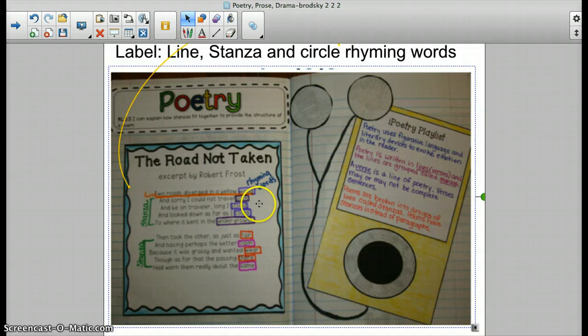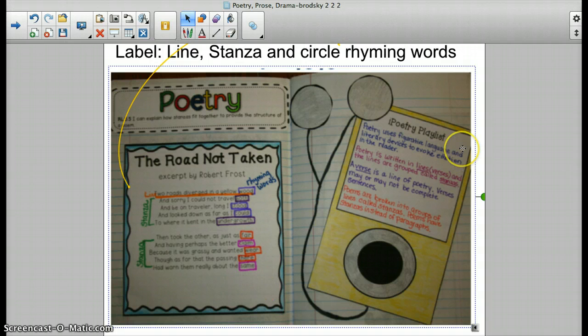So the words that rhyme there would be "wood" and "stood" and "could." Those all should be one color boxed in. And then another one, "both" and "undergrowth." Those two words rhyme. So you'll do those in another color. And it may be helpful to go ahead and label that those are the rhyming words. Go ahead and then do that for the other stanza also.